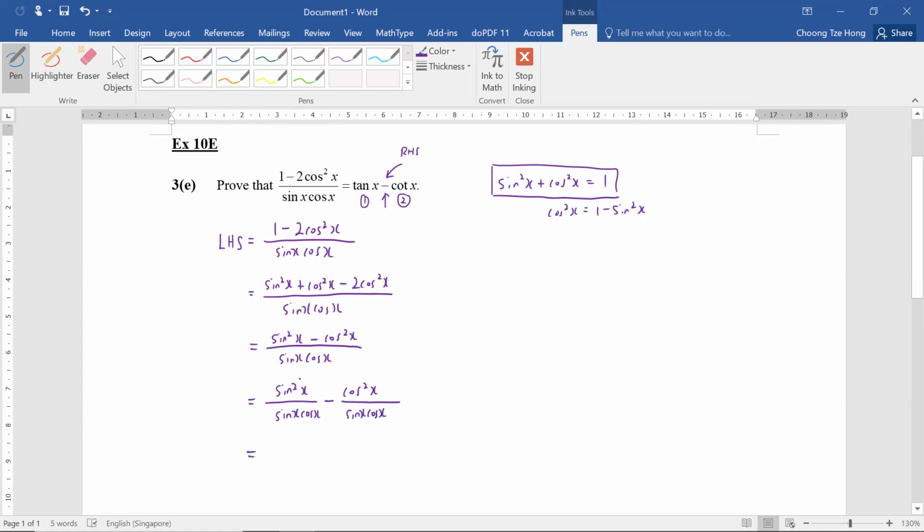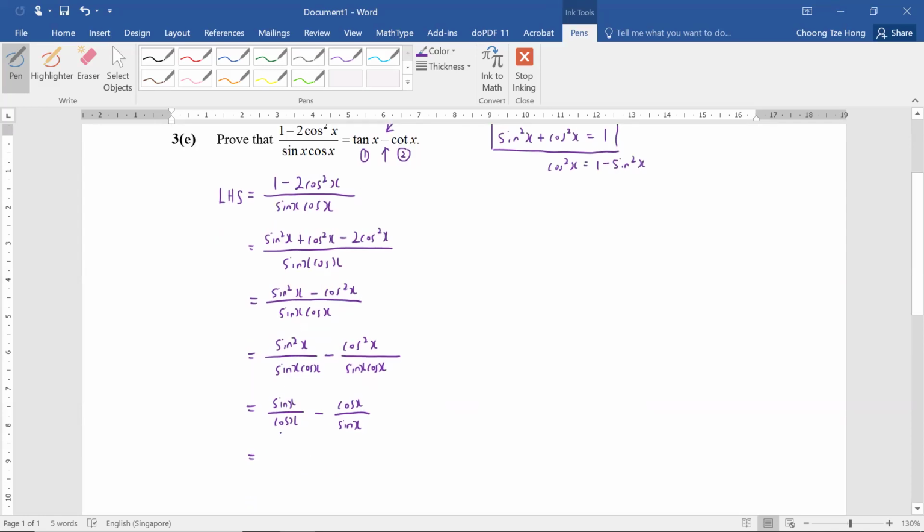And if we were to cancel one sine x from the left side, sine square x over sine x cosine x will be left with sine x over cosine x, and same thing, we'll cancel one of the cosine, and we'll be left with cosine x over sine x. Indeed, this will give us what we need to show. Sine x over cosine x will be tangent x minus cotangent x, and this will allow us to arrive at the right hand side.